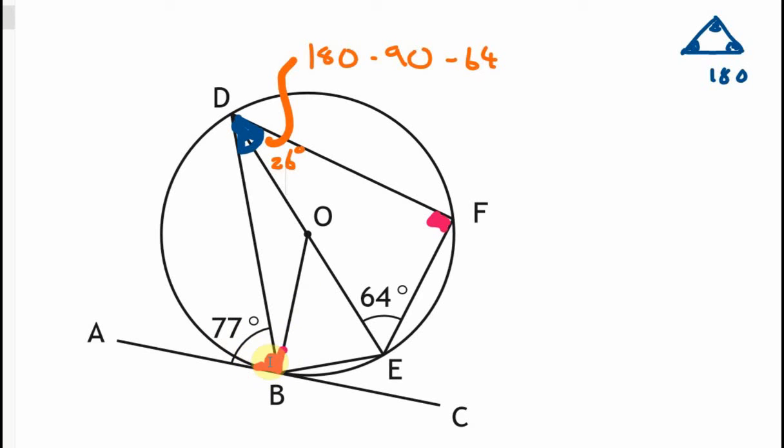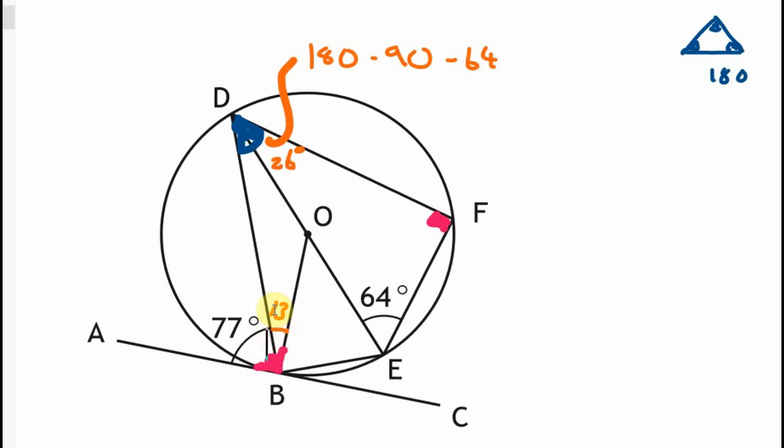And again, with angle chasing, you need to start with something you know and then work out. So I knew this and this, and I was trying to work out. So from 77 and 90, the next angle you're going to work out is this one in here, isn't it? So this whole angle needs to be 90. I'm going to have to add on 13. So that angle in there is 13.